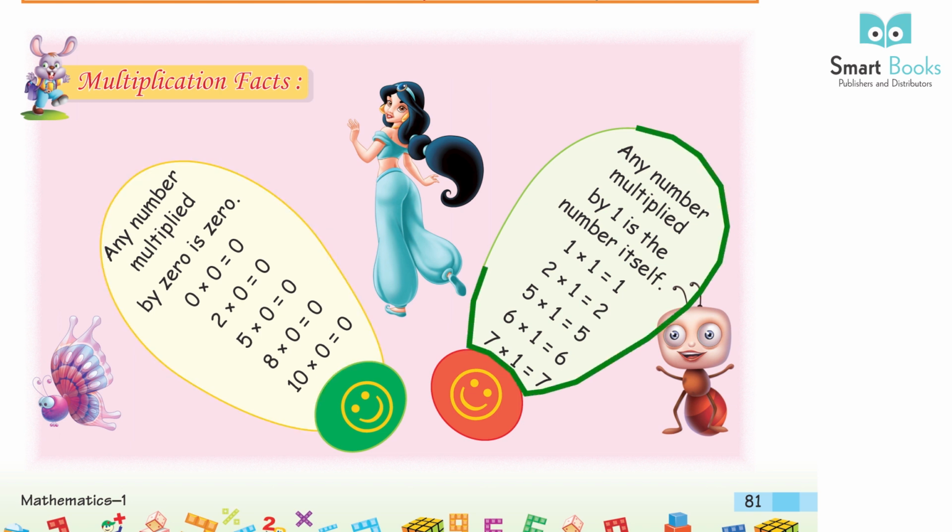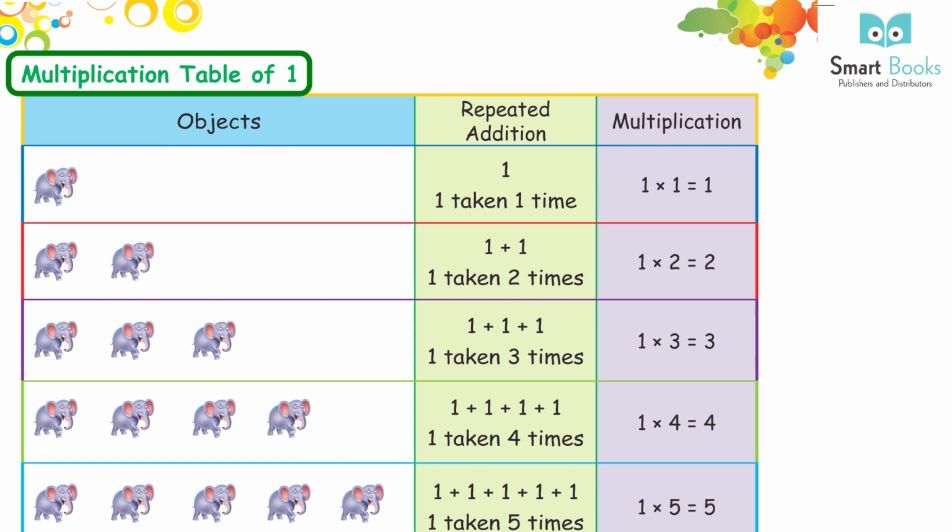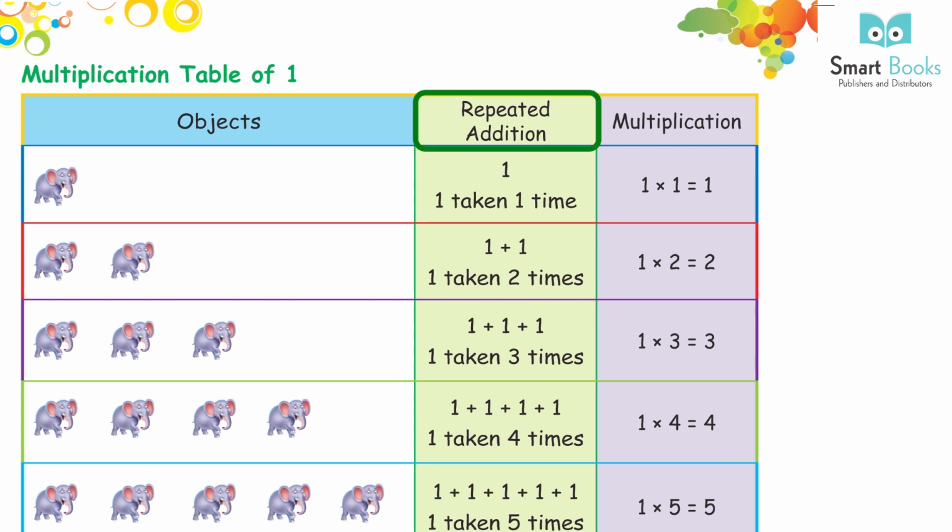Any number multiplied by 1 is the number itself. 1 into 1 is equal to 1. 2 into 1 is equal to 2. 5 into 1 is equal to 5. 6 into 1 is equal to 6. Multiplication table of 1. Objects, repeated addition, multiplication.